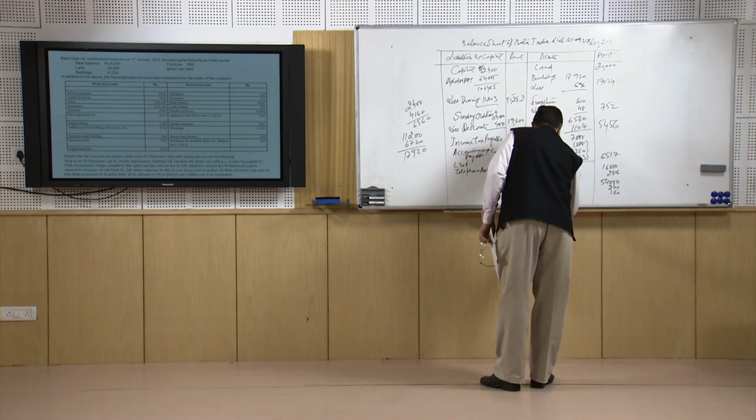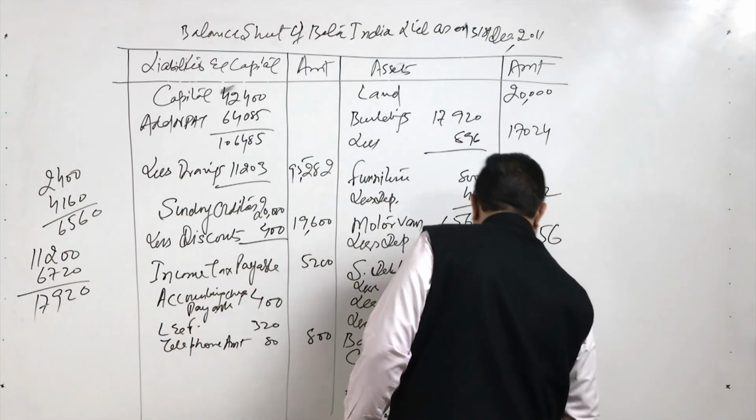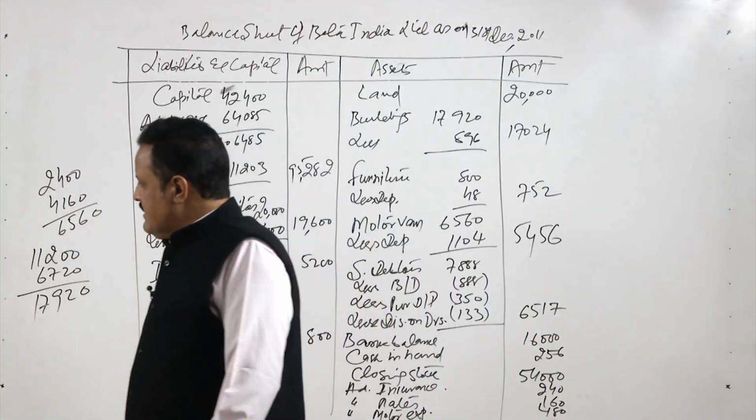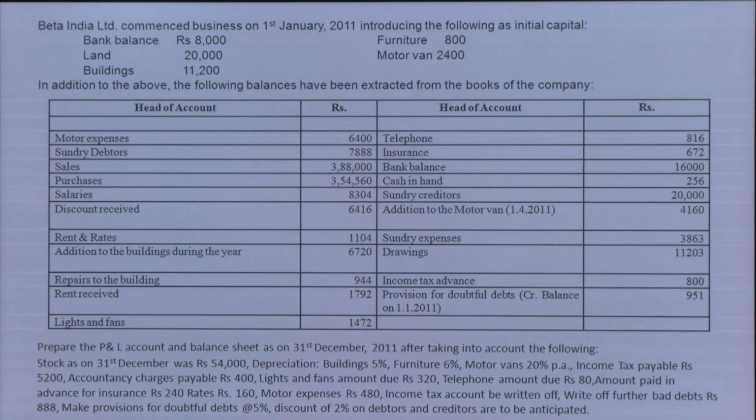Advance motor expenses are 480. Then we have income tax amount to be written off, write off further bad debts done, make provisions we have already done, discount we have also taken into account. So I think we have done with all the items.